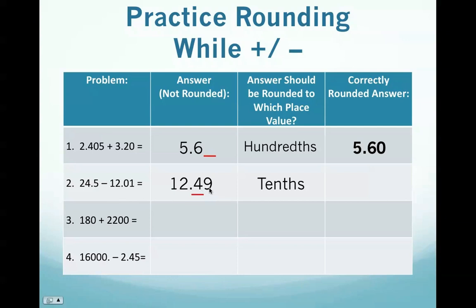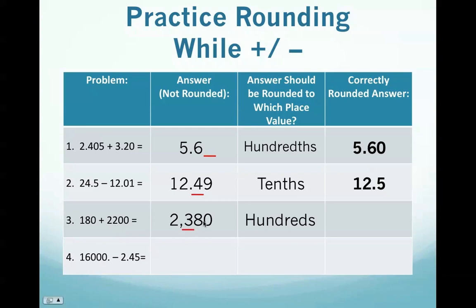Next to it is a number 5 or greater, so I'm going to round that 4 up to a 5. So 12.5 is my correctly rounded answer. For number 3, I get 2,380. My precision, I have to the tens and to the hundreds place. That means my answer is going to be to the hundreds place, which is where my 3 is right now.